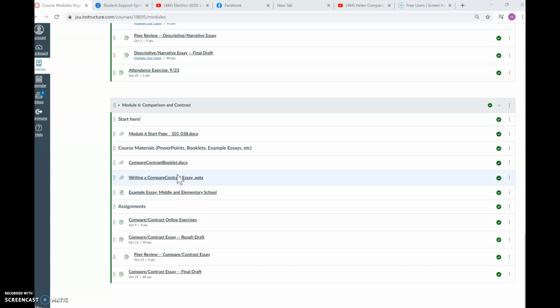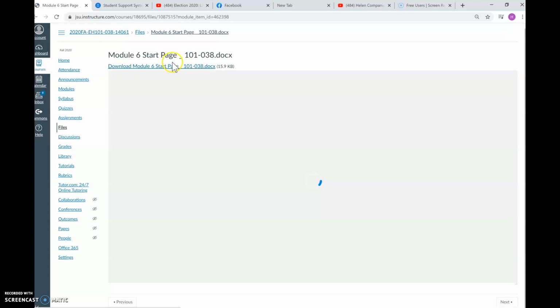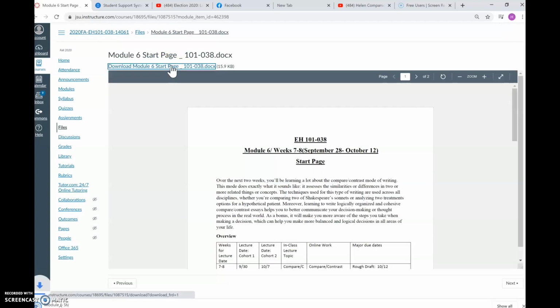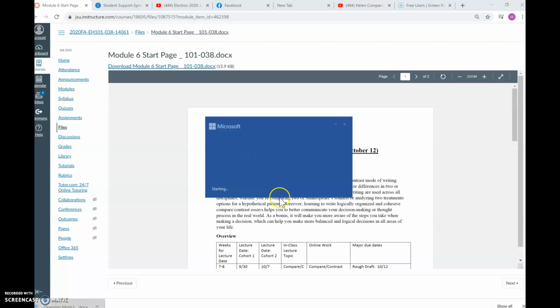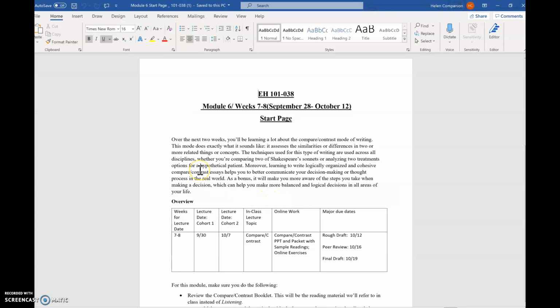This lecture will cover the material for both cohorts, and what you'll need to know going into your compare contrast essay. So this will basically be the same thing we would have covered in class. As a reminder, you start with the start page. Hopefully you guys are already doing that. But let's look at it really quickly together just to get a sense for what you'll be doing.